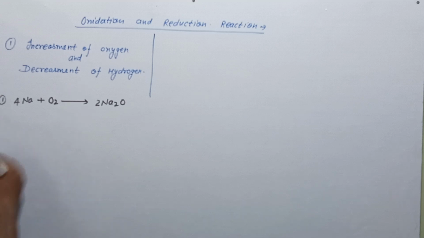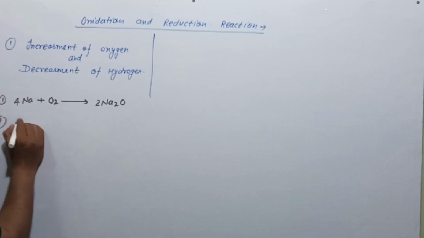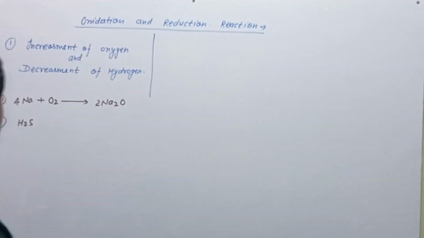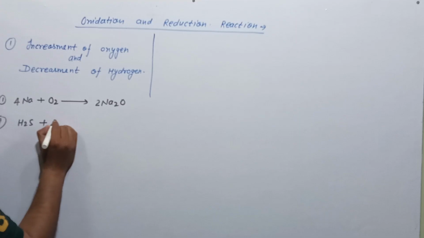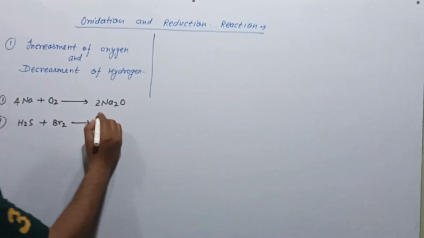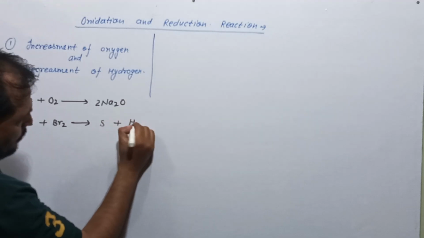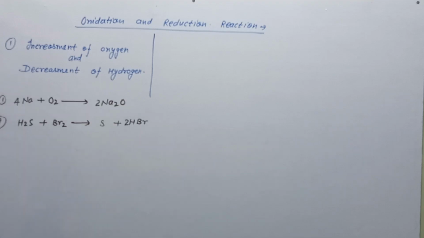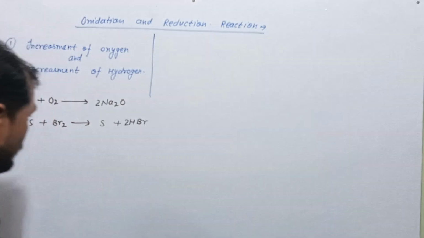Now let us take another example: decrease of hydrogen. Take the compound hydrogen sulfide. When it reacts with bromine, Br2, the product is sulfur plus hydrogen bromide, 2HBr. The product is in the form of sulfur and hydrogen bromide.